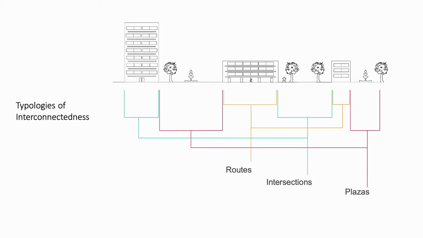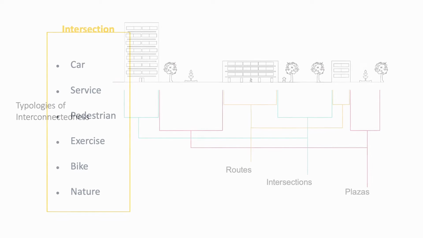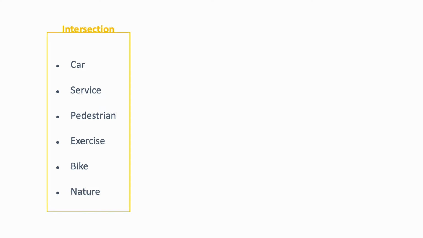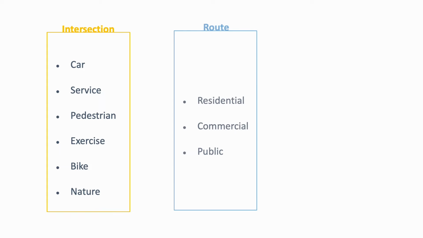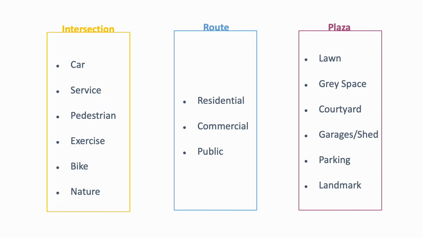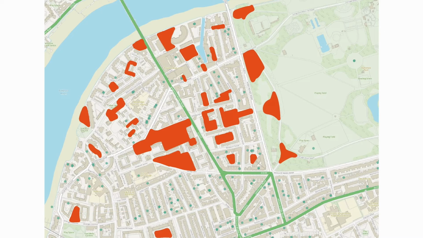routes, plazas, and intersections. Intersections were defined as crossings of cars, services, pedestrians, exercise, bikes, and nature. Routes were defined as residential, commercial, and public, whilst plazas were defined as open areas consisting of lawns, grey space, courtyards, garage or shed areas, parking or a landmark area.